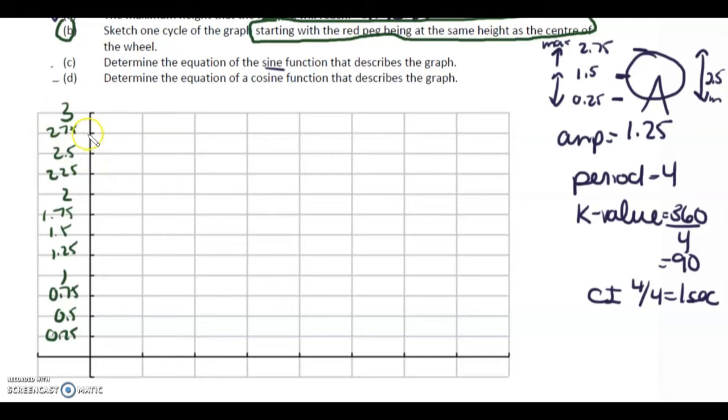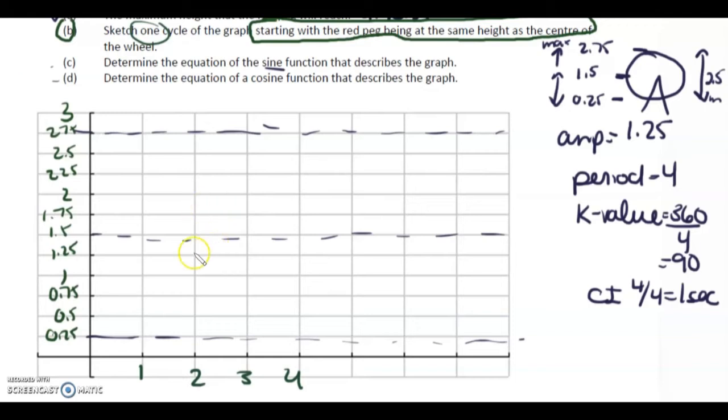So here's our maximum, 2.75. Our equation of axis was 1.5, and our minimum is 0.25. And then along the x-axis, we're just going to go up by ones: 1, 2, 3, 4. And we're just going to do one cycle. So the person grabs the peg on the equation of axis and pushes it down. So it's going to go down to a minimum, back up to the equation of axis, up to a maximum, and then back down to the equation of axis.